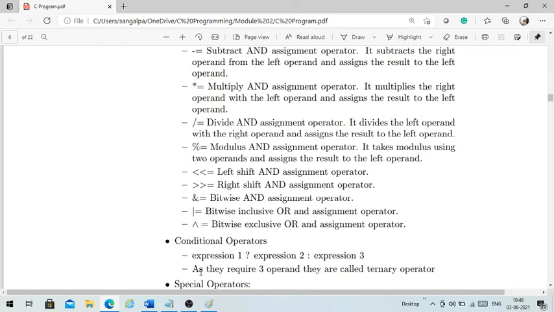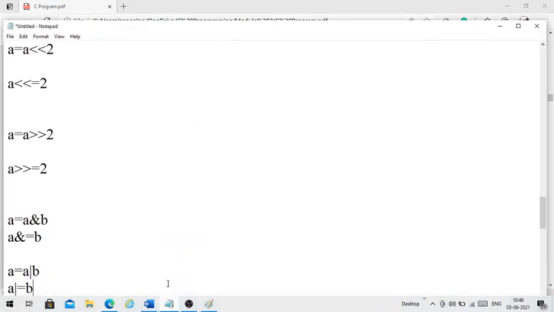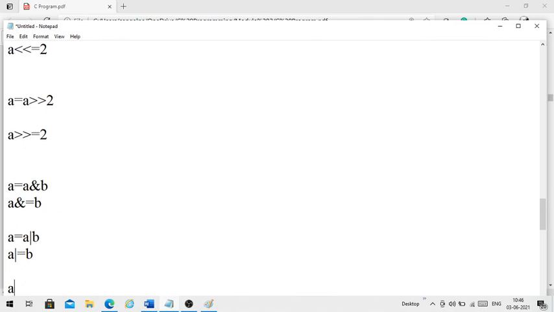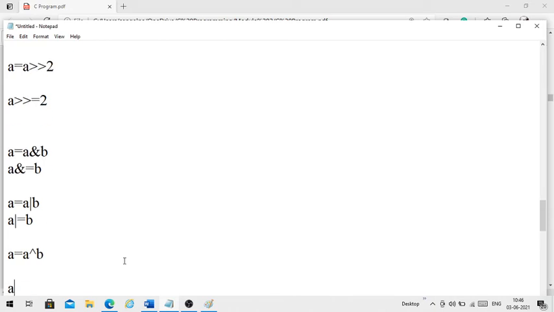Then XOR, bitwise exclusive OR is there. Same thing, A equal to A XOR B can be written as A XOR equal to B. So it's easy to write. If you know the concept, you can use this. Simply we can write.